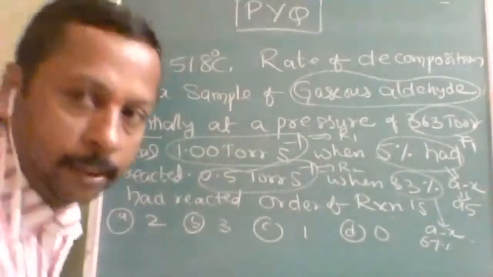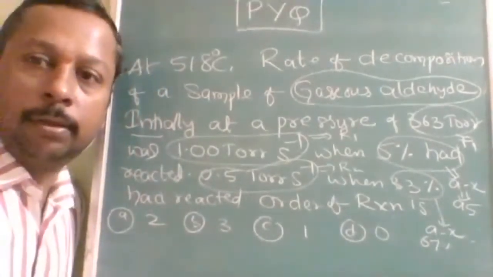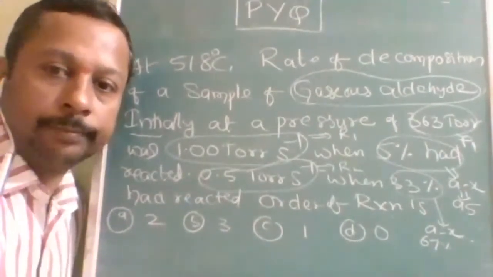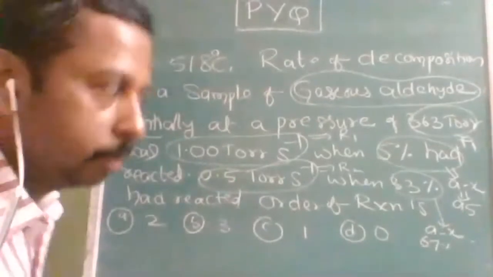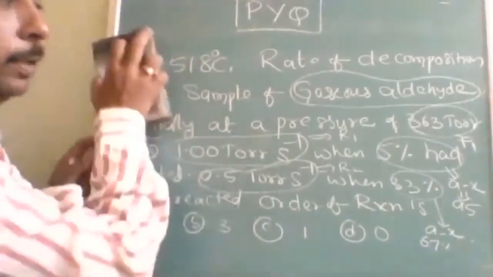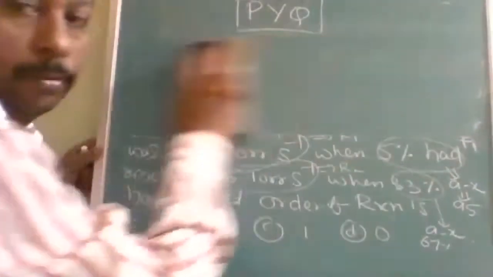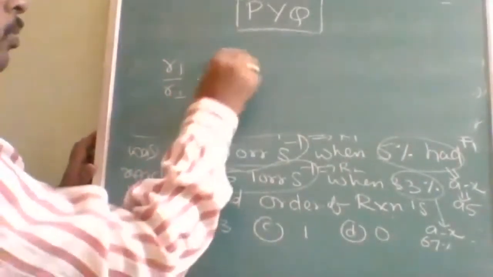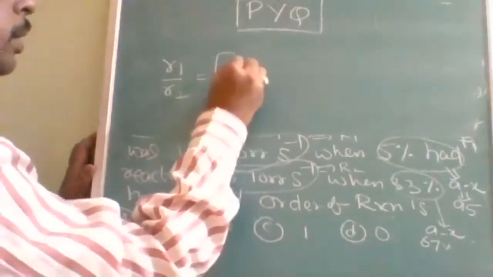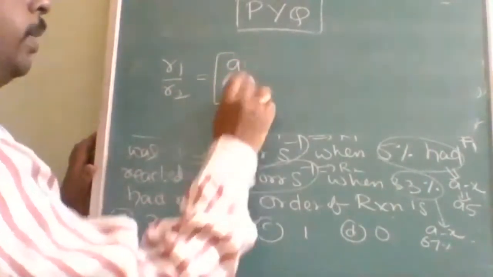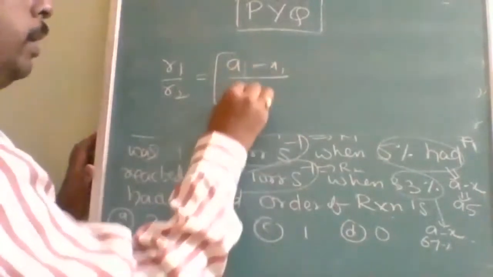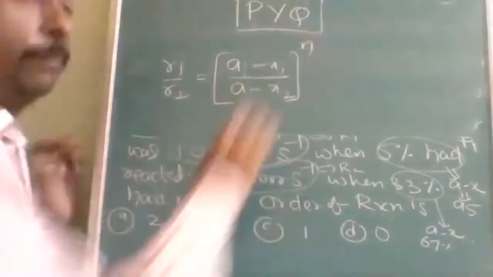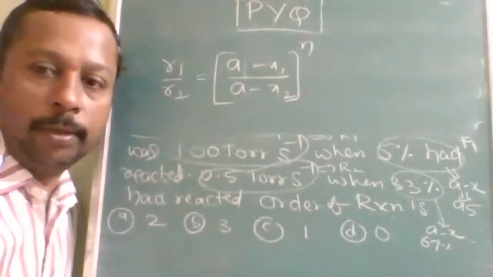Then the order of reaction, what you have to find out? You have to find out the order of reaction. Very good. So I am erasing this and keeping only the values. The formula will be R1 by R2 is equal to (A minus X1 divided by A minus X2) to the power of n. This is the formula we are going to use.